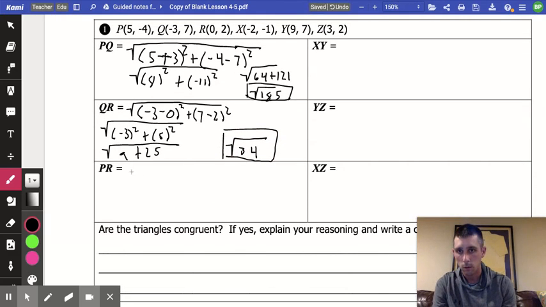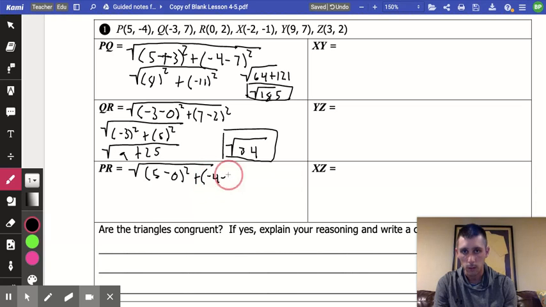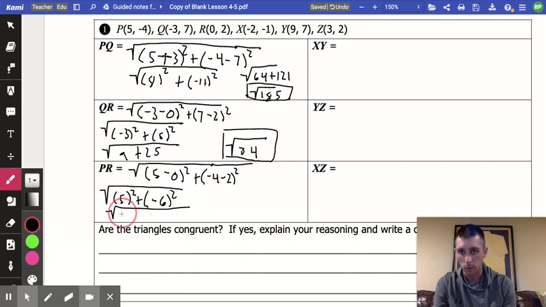Now we go to PR. Square root, P: 5 minus the x of R, which is 0, squared, plus negative 4 minus 2 squared. So 5 minus 0, which is 5 squared, plus negative 6 squared. 5 squared is 25, plus negative 6 squared, which is 36. Add those together, square root of 61.